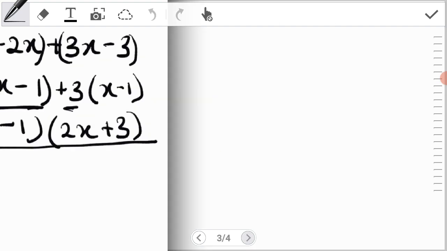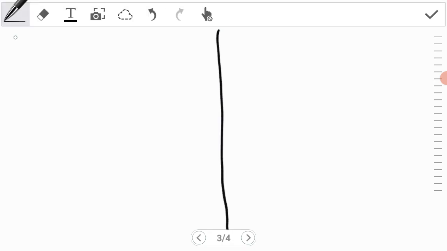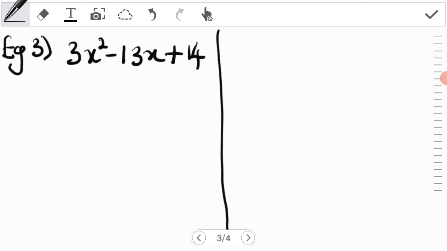Okay, let's take another example. That will be example 3, which is 3x squared minus 13x plus 14. Now we realize that when you multiply this 3 by 14, you get 42, and then you look for numbers that will match it. So let's look for numbers that when you multiply will give you positive 42.